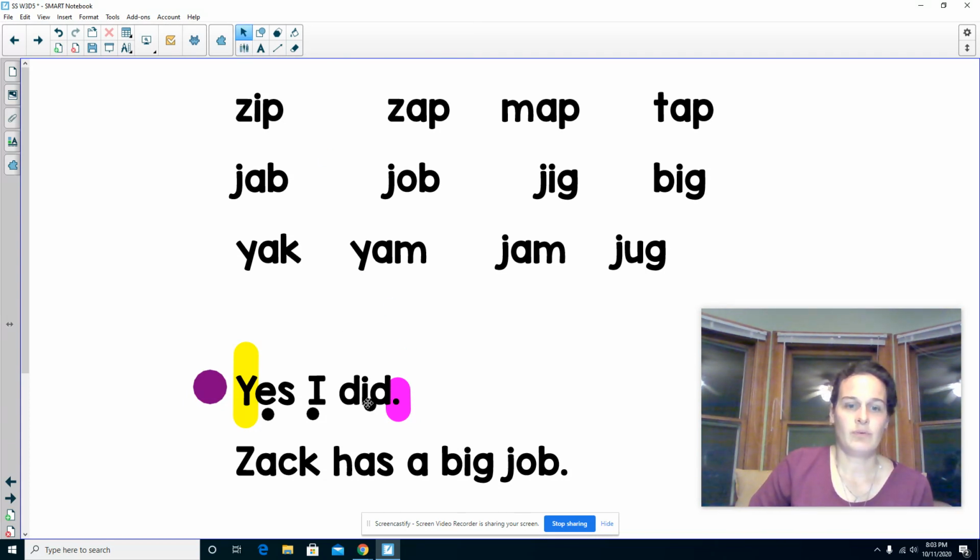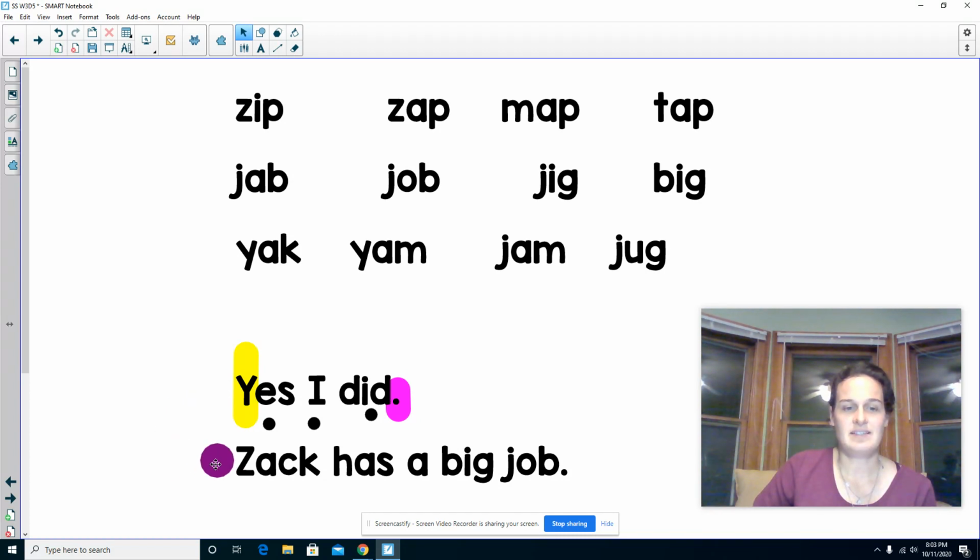Now we are ready. We are going to read this sentence. Please notice that some of the words are sight words for us, and then one word we need to sound out. So let's sound out this word. Y, e, s, yes, I did. Now, I didn't sound fluent with that. I didn't sound the way I talk. So I'm going to go back and do it again. Yes, I did. Now I sound like how we talk.